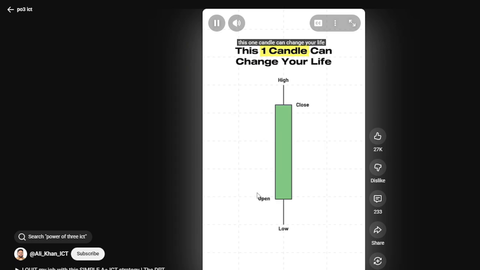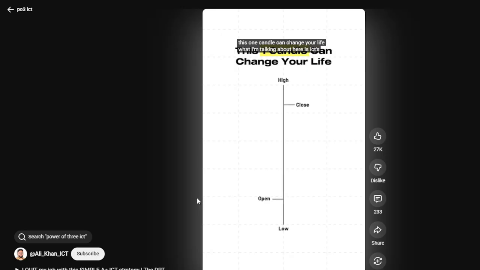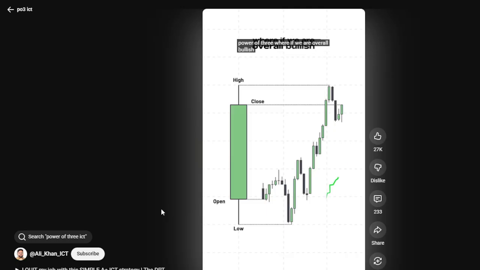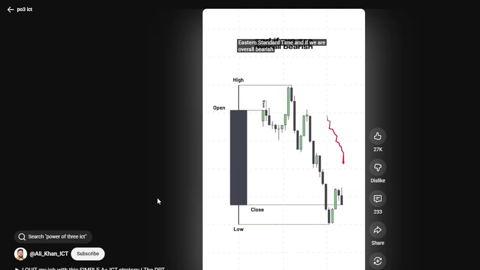Your life. What I'm talking about here is ICT's power of 3, where if we are overall bullish, we focus on buying below the daily open, which is 12 a.m. New York Eastern Standard Time. And if we are overall bearish, we focus on selling. Can you see the bearish example?